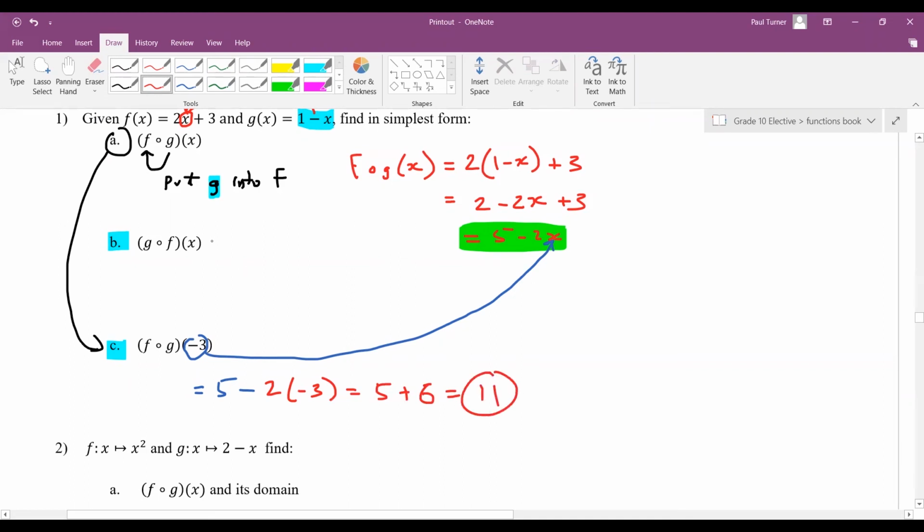So do B yourself and try to simplify. Okay, do that. If you've done that one, go down to question 2 and try that. I think we'll spend one more period next week because this function book I want to get done fairly quickly. Any questions? All right with this?